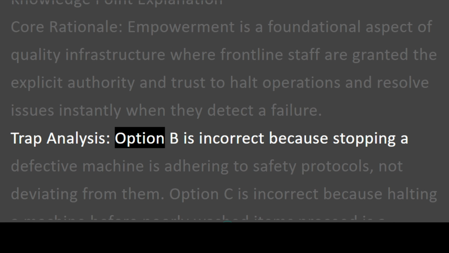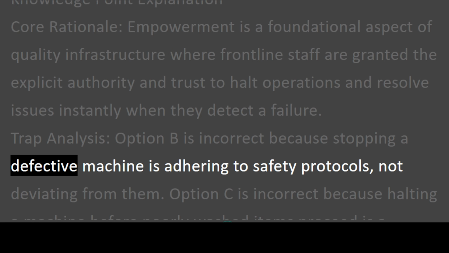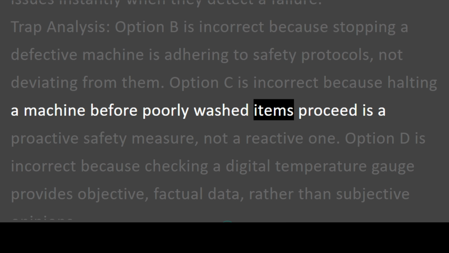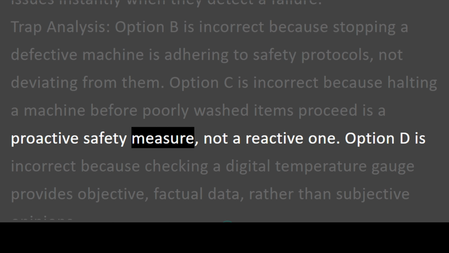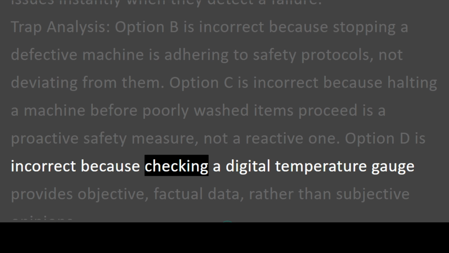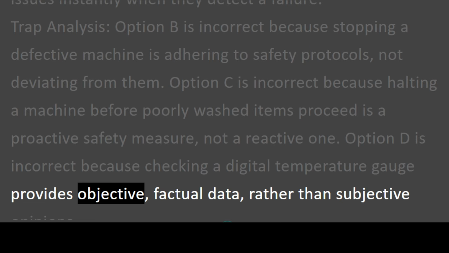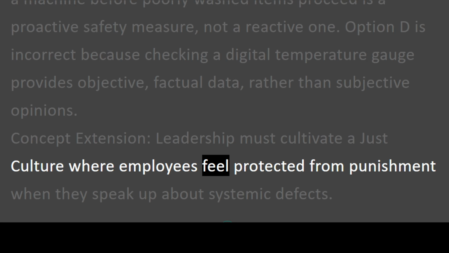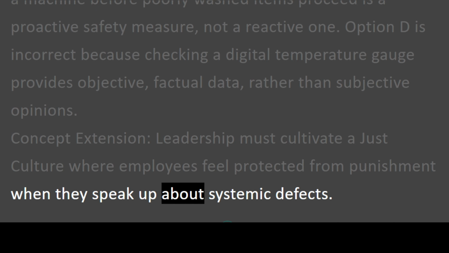Trap analysis. Option B is incorrect because stopping a defective machine is adhering to safety protocols, not deviating from them. Option C is incorrect because halting a machine before poorly washed items proceed is a proactive safety measure, not a reactive one. Option D is incorrect because checking a digital temperature gauge provides objective, factual data, rather than subjective opinions. Concept extension. Leadership must cultivate a just culture where employees feel protected from punishment when they speak up about systemic defects.